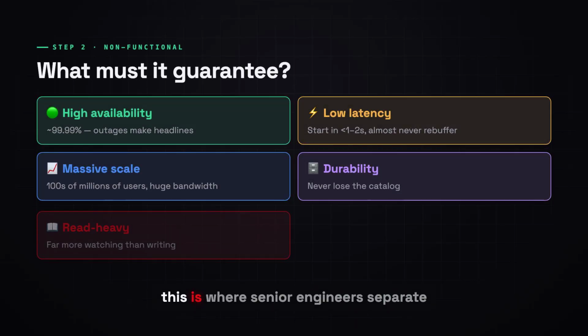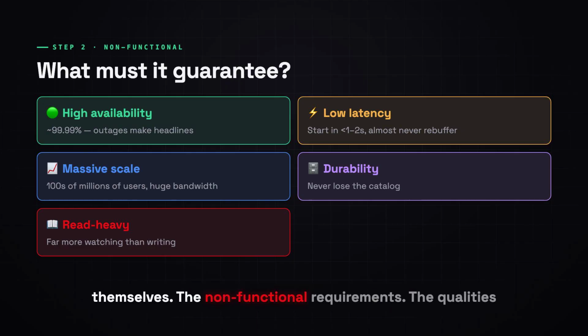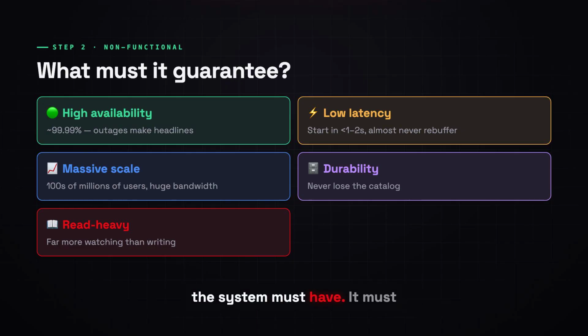Step 2, and this is where senior engineers separate themselves, the non-functional requirements, the qualities the system must have. It must be highly available. Streaming going down is front-page news, so we target around 4 nines, about an hour of downtime a year. It must be low latency. Video should start in under a second or two and almost never rebuffer. It must scale horizontally to hundreds of millions of users and massive bandwidth. Stored content must be durable. We never lose the catalog, and the system is overwhelmingly read-heavy. Far more people watch and browse than ever upload anything.